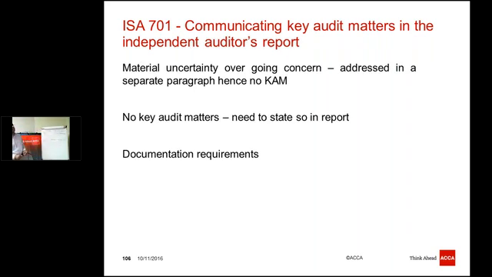The next item that you see on the slide is no key audit matters, need to state so in the report. Now what does that mean? There can be a situation where the auditor believes that there are no key audit matters. And this would be rare, but this could happen actually. For example, there is a holding company, and underneath that holding company there are other companies. And the other companies' financial statements are being audited, they have their own problems and risks and issues and key audit matters, and those have been described in the report.